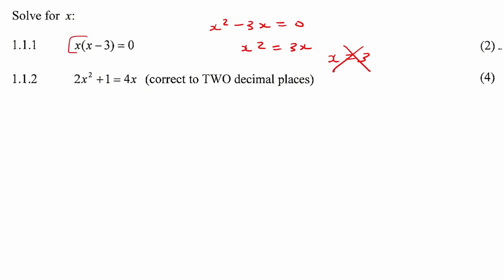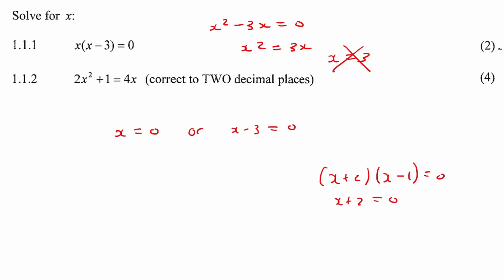Okay, so when it does look like this, what do we do then? Well, all that you do is you just say x equals 0 or x minus 3 equals 0. It's like having (x plus 2)(x minus 1) equals 0. What would you do here? You would say x plus 2 equals 0 or x minus 1 equals 0. So now we're doing the same thing. We're saying that this part is equal to 0 or this part is equal to 0. You could almost imagine that there's a bracket there. And so there we've solved for that one.